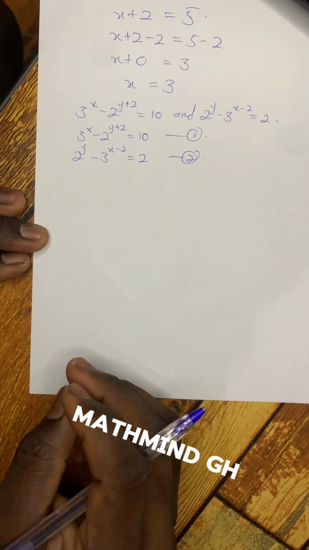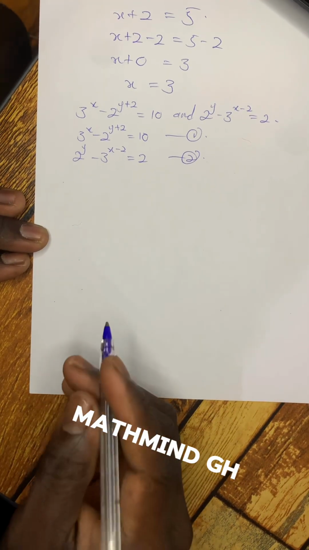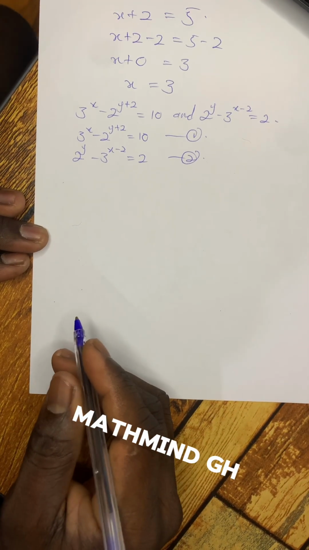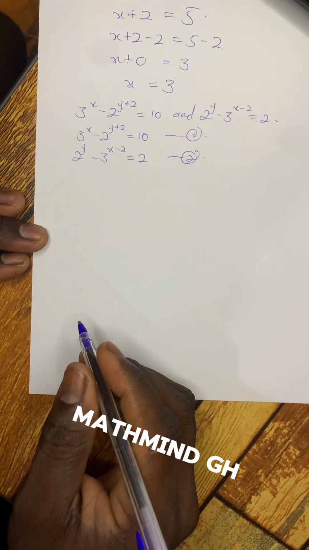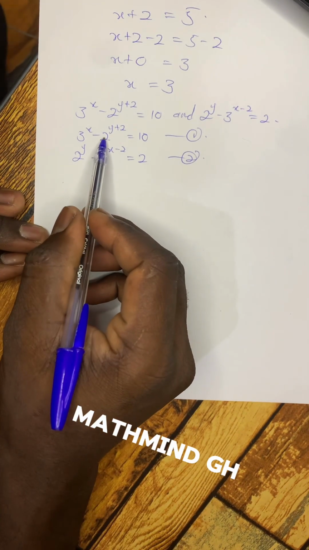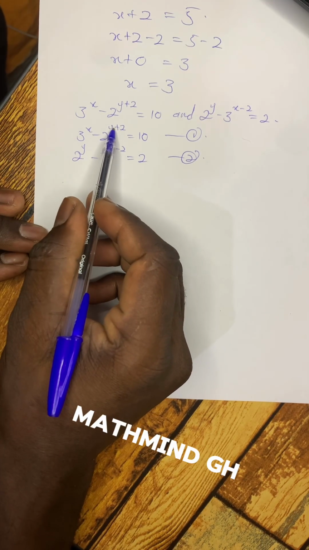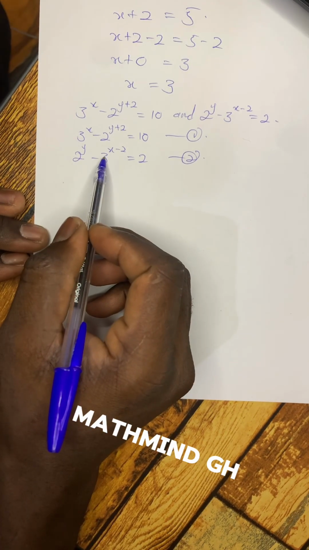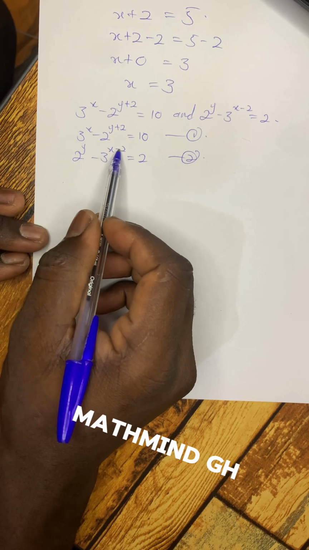Now, to solve this particular question, we have to adopt some concepts from other topics. And the first one that we have to go with is indices. Indices has to do with splitting these terms here, 2 exponent y plus 2, then this one here, 3 exponent x minus 2.